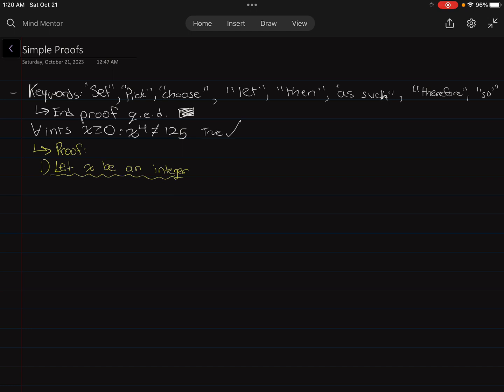But we can do that all at once, right? So let x be an integer, and we're going to look at the first case, where x is an integer satisfying 0 is less than or equal to x is less than or equal to 3. This is case 1: 0 is less than or equal to x less than or equal to 3. Line 2: then x to the 4 is less than or equal to 3 to the 4, because x is less than or equal to 3.